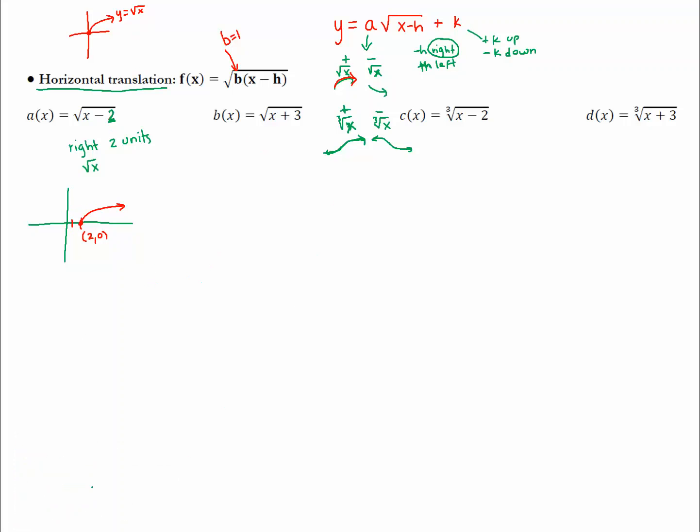All right, the next one. Let me pick another color. Because I can. All right, this one says plus 3. Now stop and think. What does the 3 represent? Does the 3 represent the number outside, the number inside the square root, or the number that's being added to the square root? This represents the number inside, and the number inside moves you to the left or to the right. It's plus 3. So plus a number means you're going to the left. So we're going to the left 3 units.